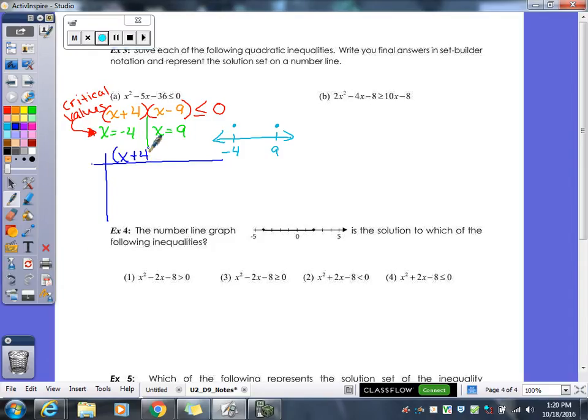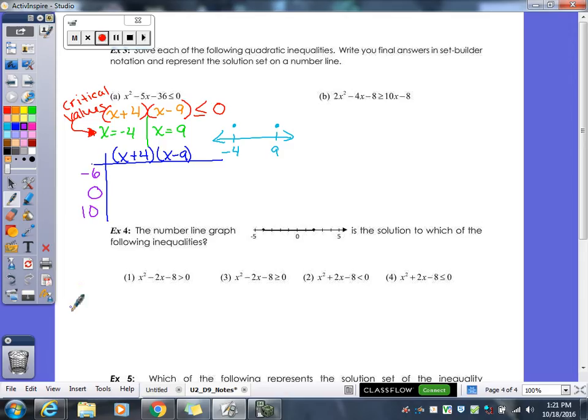In the top of my test table, you are going to put the factored form of your quadratic. So in this case, it's going to be my x plus 4 times my x minus 9. And what we're going to do next is pick numbers that we're going to test. So you have to pick a number to the left of negative 4, for example, negative 6. Then you need to pick a number in between these two. I always go with a 0 whenever I possibly can. And then you have to pick a number to the right of the 9. So I'll go with 10.